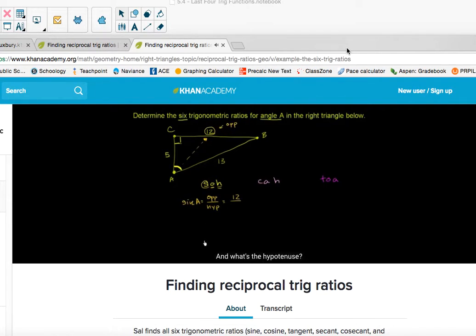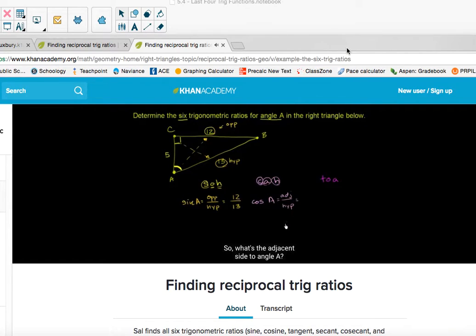And what's the hypotenuse? Well, the hypotenuse is the longest side of the triangle. It's opposite the 90-degree angle. And so we go opposite the 90-degree angle. Longest side is side AB. It has length 13. So this right over here is the hypotenuse. So the sine of A is 12/13. Now let's go to CAH. CAH defines cosine for us. It tells us that cosine of an angle, in this case cosine of A, is equal to the adjacent side to the angle, over the hypotenuse.